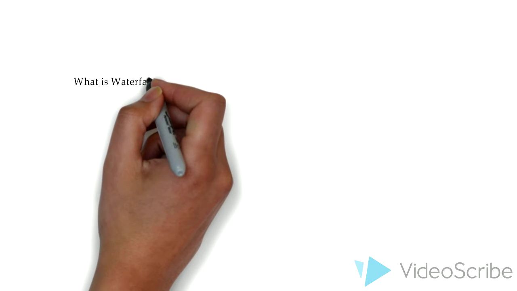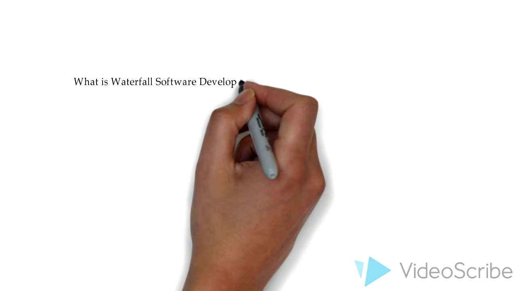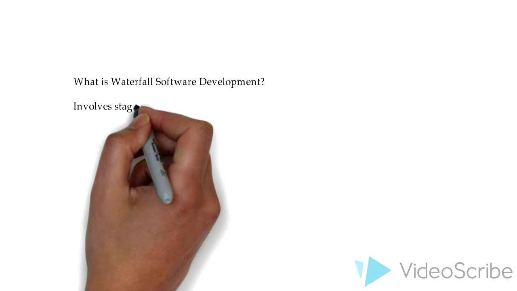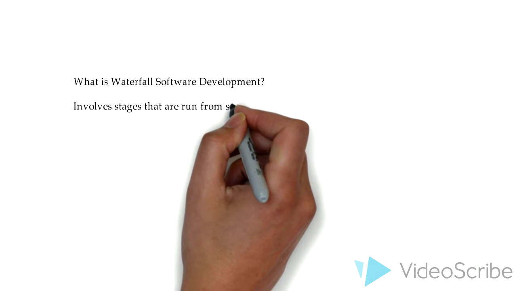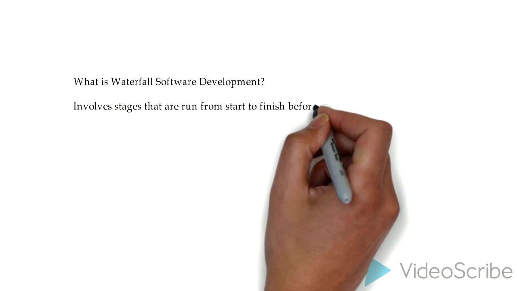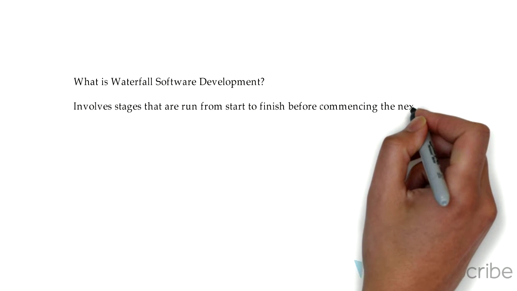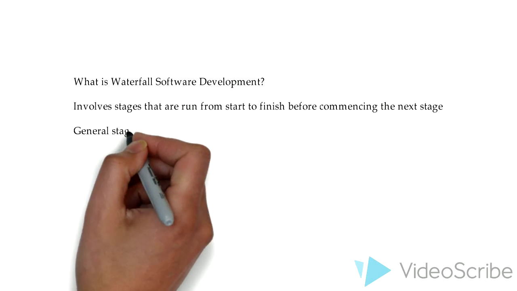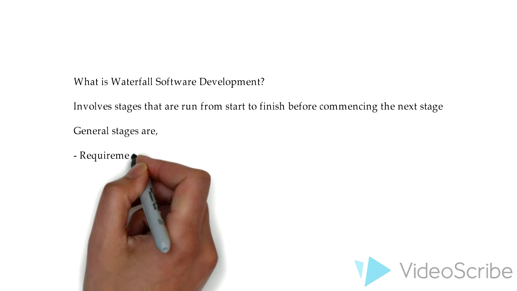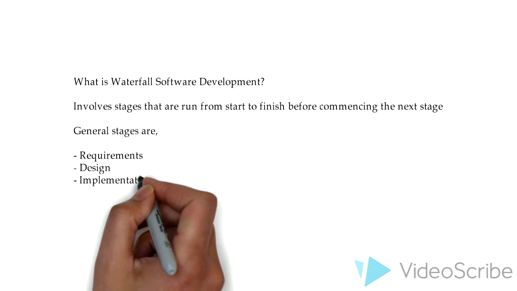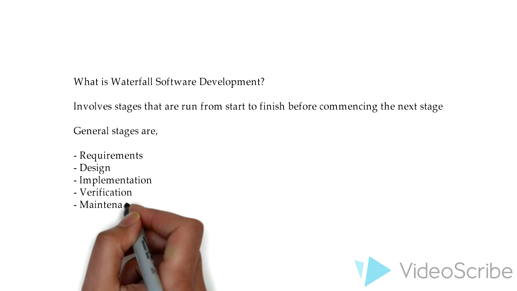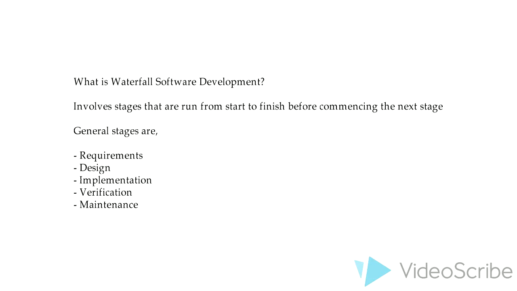So what is Waterfall software development? Waterfall software development is a development process that involves stages that are run from start to finish before commencing the next stage. These stages are generally classified as requirements, design, implementation, verification, and maintenance.